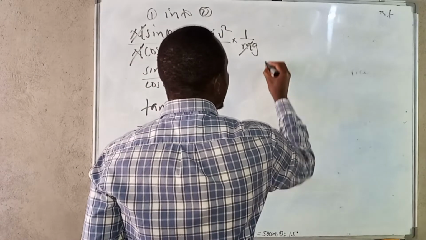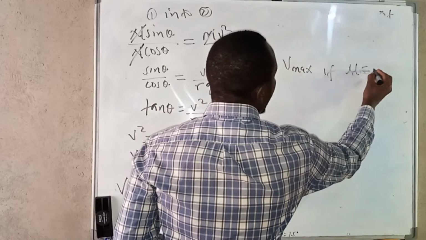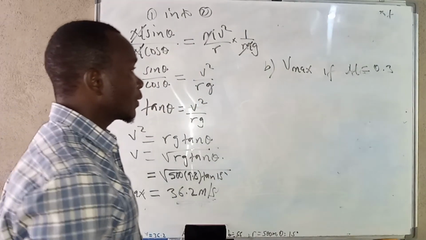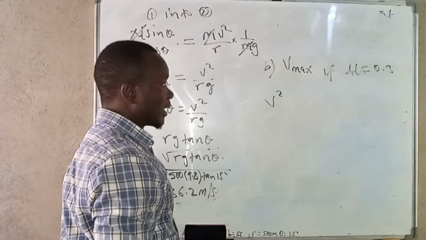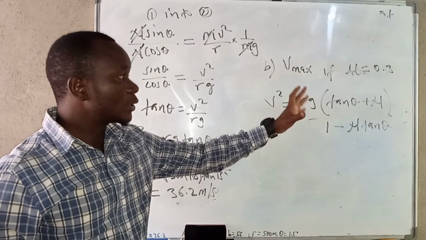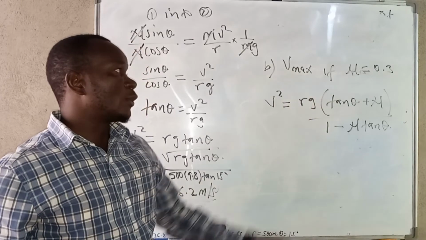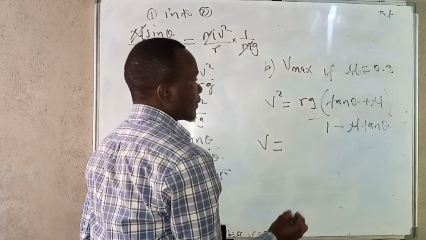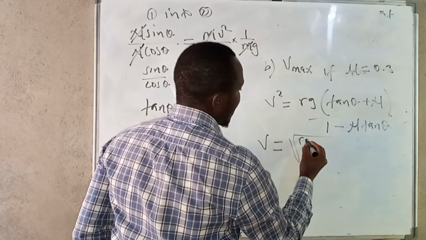Then for B, we want to find Vmax if the coefficient of friction is 0.3. From this, we know that v squared, there's a direct formula. After resolving everything, we find this expression for v squared if there is a friction force opposing the motion. If we want to find v, it is just a matter of putting everything in a square root. So rg.